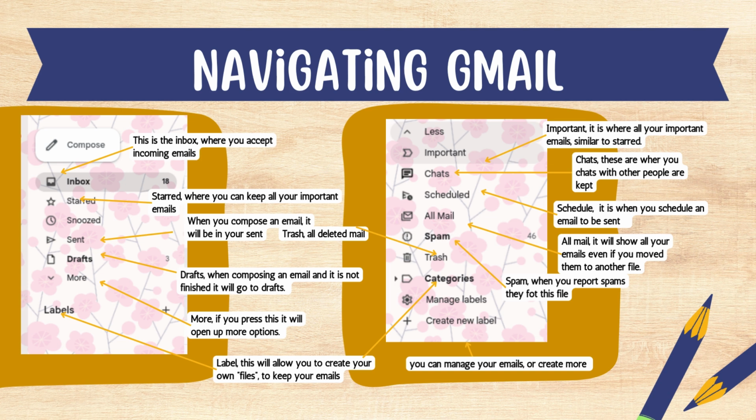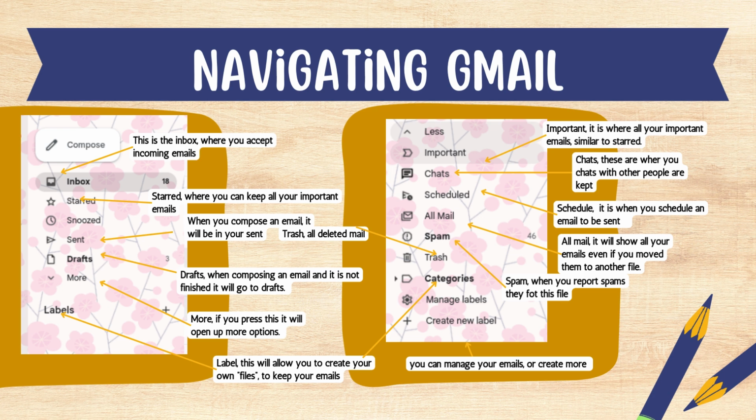So we're going to be going over the sidebar of Gmail. Basically, these are a lot of the folders that we were talking about earlier. So on the top, we have compose. This is where we're going to create an email. We're going to talk about that on the next couple of slides. Under that, we have inbox. Again, this is where you see all of your accepted incoming emails.